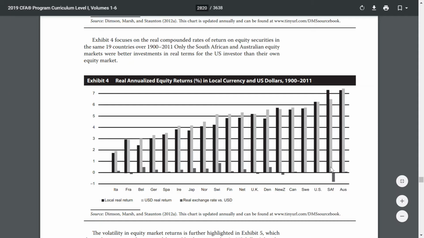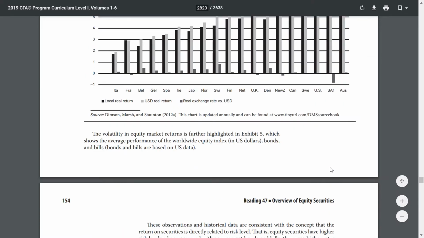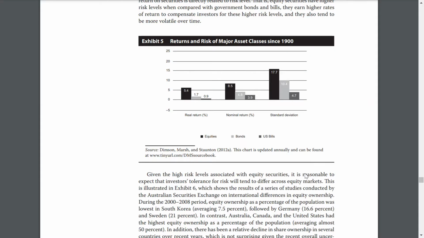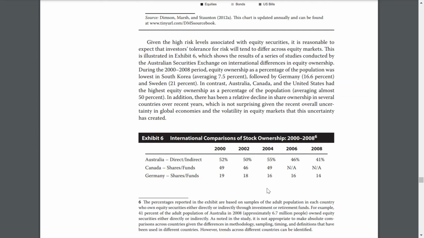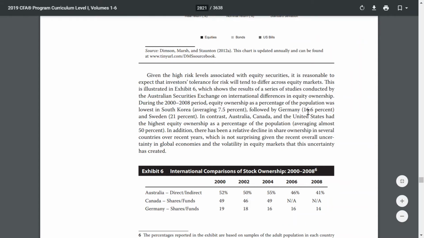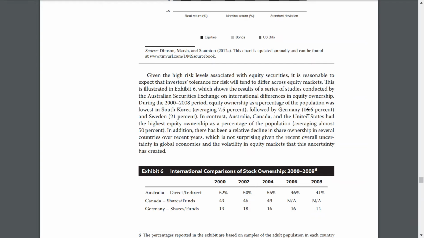The volatility of equity market returns is further highlighted in Exhibit 5, which shows the average performance of the worldwide equity market index in U.S. dollars, bonds, and bills. Okay. So, given the high risk levels associated with equity securities, it is reasonable to expect that investors' tolerance for risk will tend to differ across equity markets.